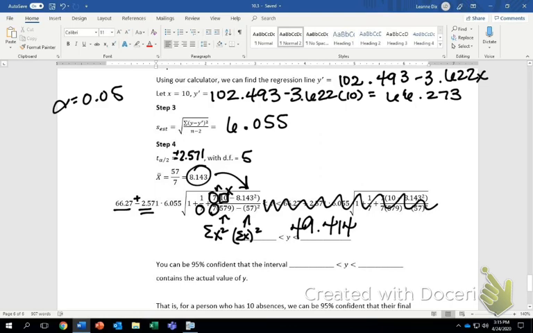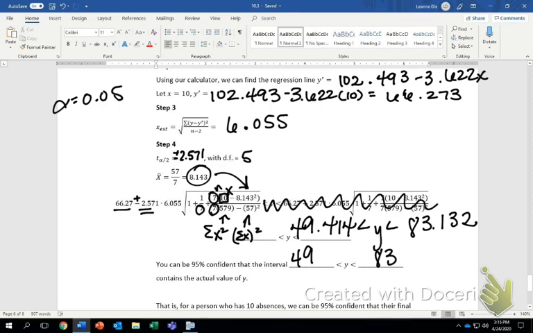49.414. All right, since we're talking about grades, that would be like 49%. We would retype the whole thing again and get y is greater than that, and y is less than, and we change all of it to get a plus sign, and it would give us 83.132. So you can be 95% confident that the interval of grades possible for somebody who has missed 10 times in class would be between a 49% and an 83%, okay? And so the last little sentence is just reiterating that one more time.